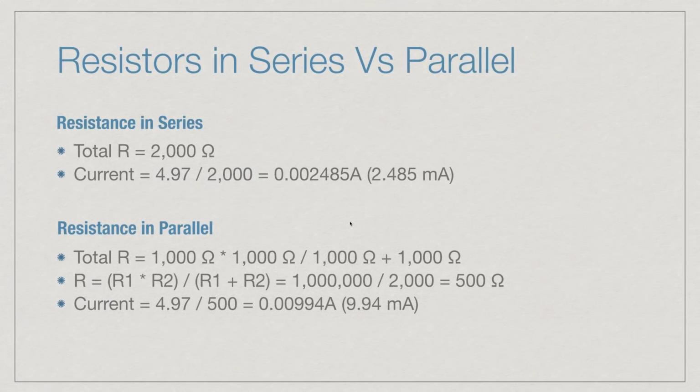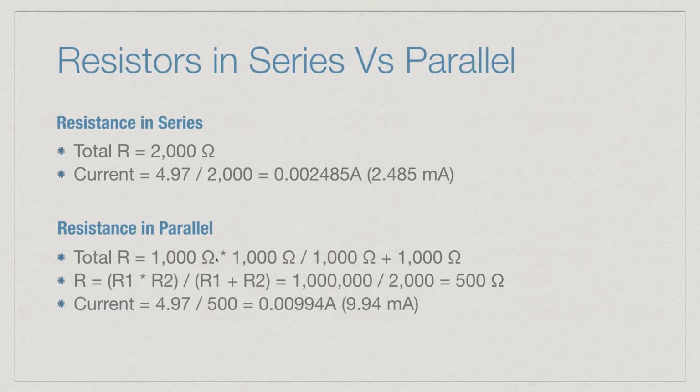Okay, so we saw with the multimeter how the resistance changed, and here, of course, using Ohm's law is how we could calculate the current changes. So if we have a resistance of 2,000, like we had with the resistance in series, in which we had 2 1,000 ohm resistors, you could see that current would just be 4.97, which is our voltage, divided by the total resistance of 2,000, and you can see the differences in current.